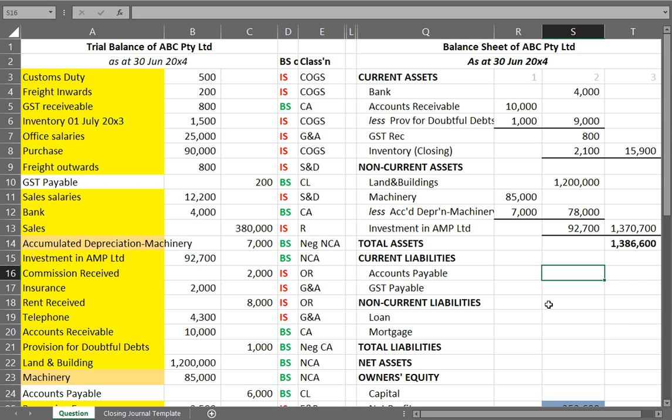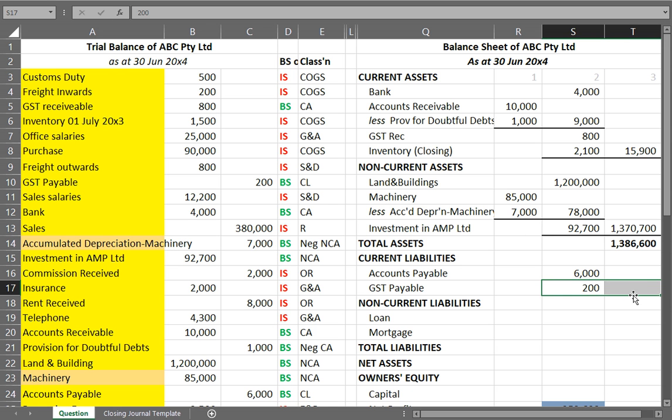Moving on. Accounts payable, liability. Accounts payable is over here, and it happens to be 6,000. GST payable, liability 200. Okay, calculating total. 6,000 plus 200.